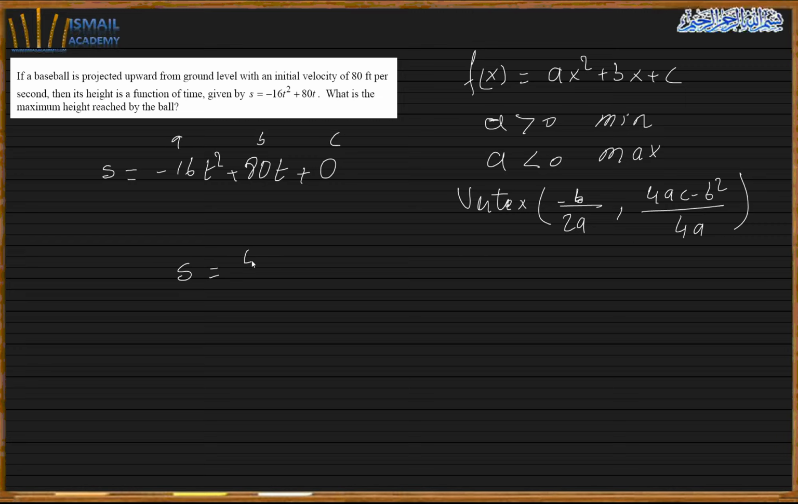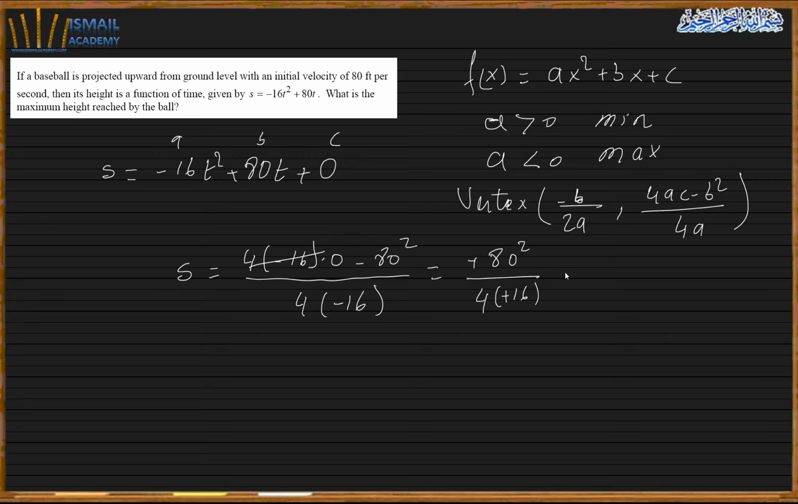So it's going to be 4 times minus 16 times 0 minus 80 squared over 4 times minus 16. So this is 0, this is minus 80, and this is squared over 4 times minus 16. So this becomes positive. So here now I need to simplify it in an easy way. So I got 80 times 80 over 4 times 4 times 4.